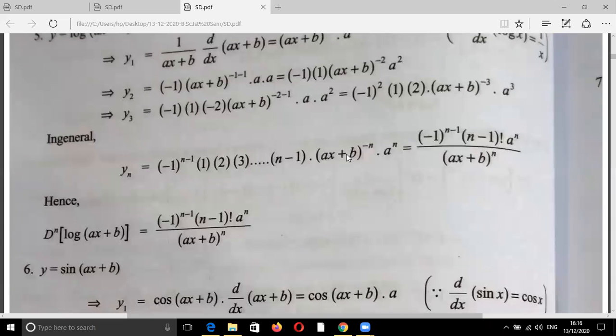And here x plus b to the power, you see you got here y3 means to the power minus 3 you got. Y2 means you got minus 2 is there. And here n is there, you get here minus n. And into a to the power n. Into a to the power n you are getting.